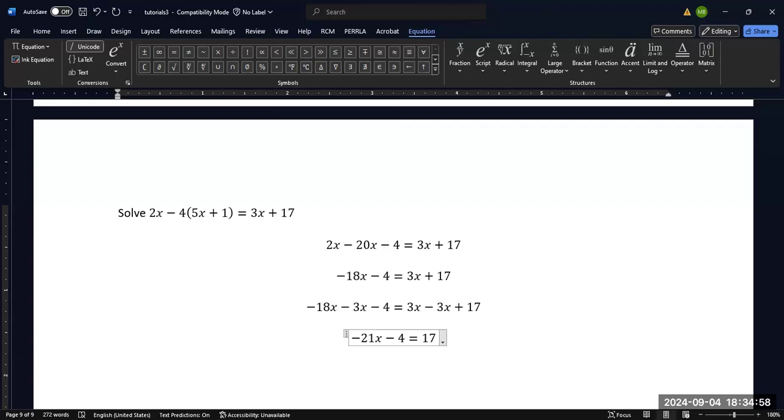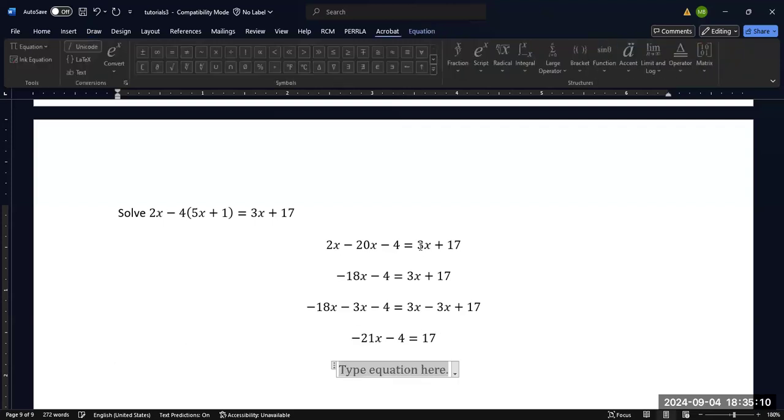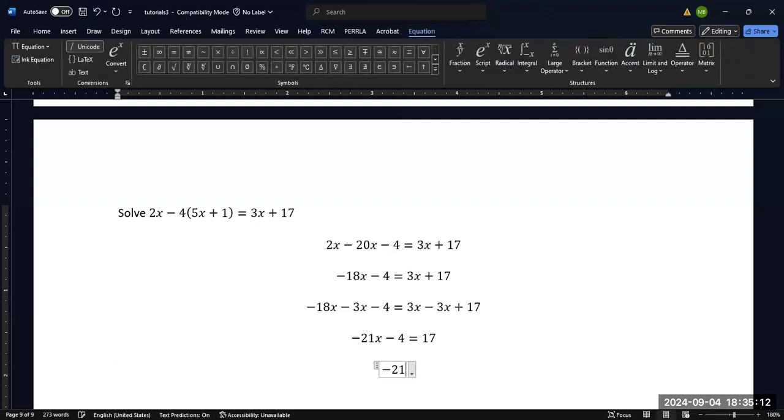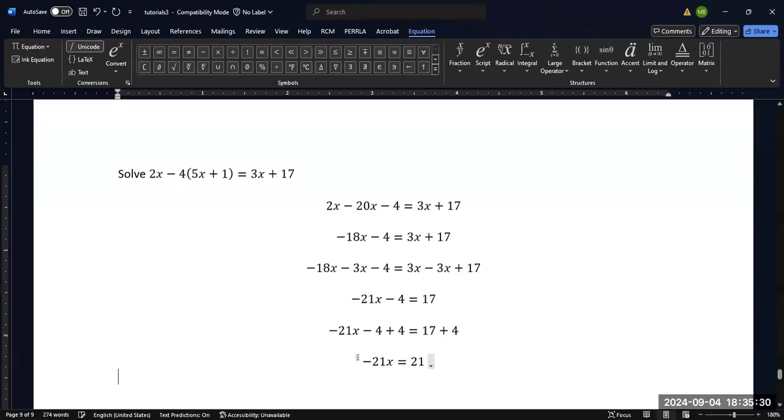And now I'm going to add 4 to both sides in the same way that I was trying to cancel the 3x from the right. I want to cancel the 4 from the left. So I'm going to add the opposite. So -21x minus 4 plus 4 is going to be equal to 17 plus 4. And so when I cancel on the left, I'm left with -21x, and on the right, 17 plus 4 is 21.